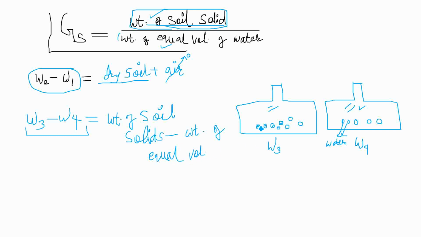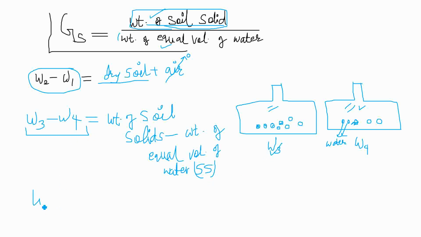Since all this volume will be occupied by this volume, but this volume is occupied by water, so the weight of equal volume of water is occupied by the soil solids in W3, right? So what we are left with is the weight of soil solids minus the weight of equal volume of water that is occupied by soil solids in W3.